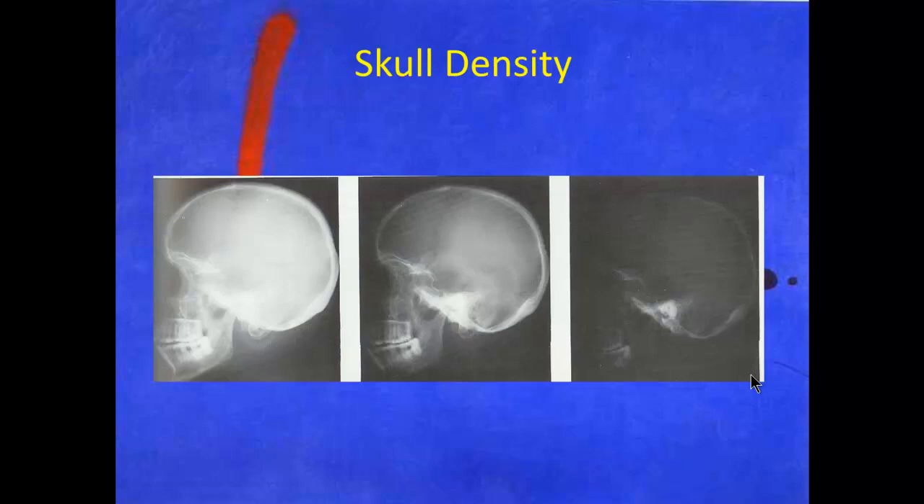Here, three images of the skull, very easily seen that there is less blackening on the left side versus the right side, with the middle side being somewhat optimal, meaning acceptable.